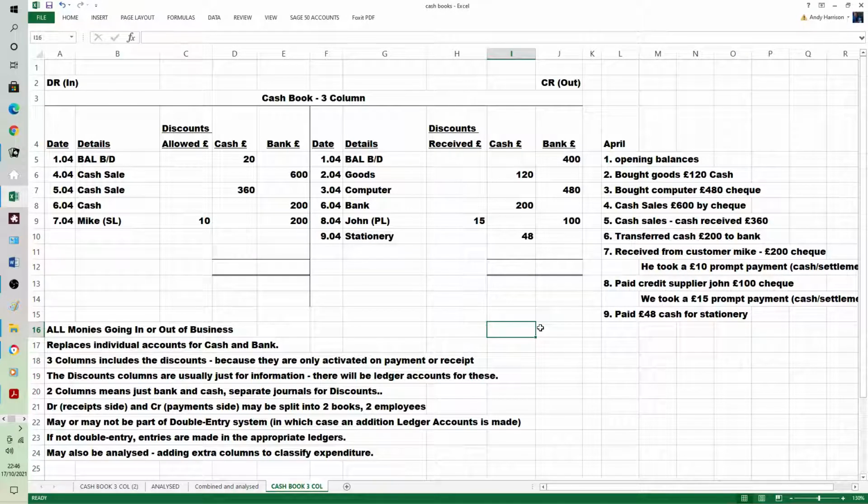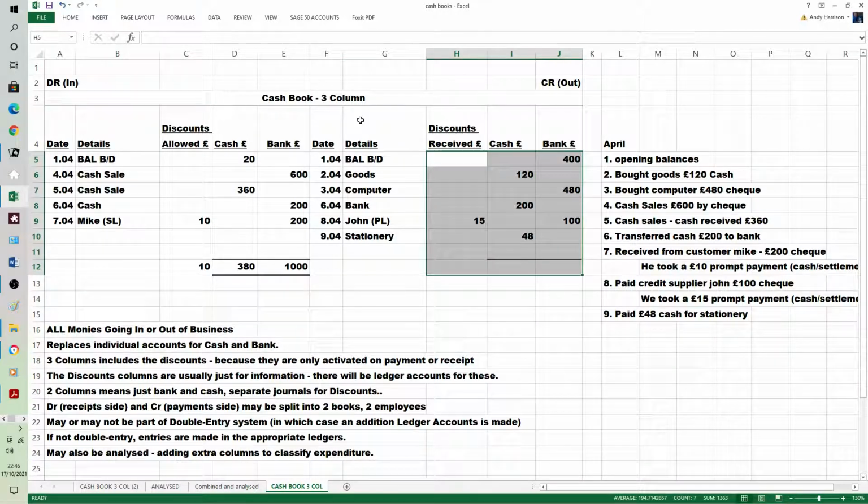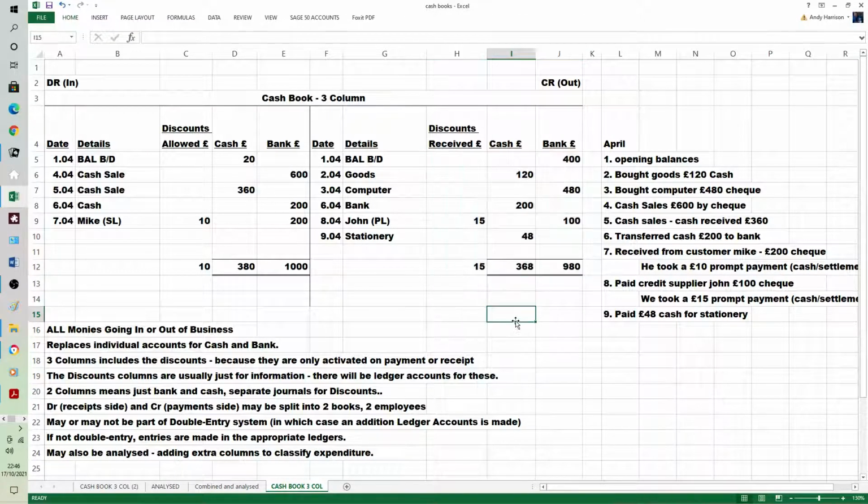So all it needs now is to total up. So that £10 will go into our discounts allowed and our customers account and the receivables. Cash and bank we'll just need to do the other entries for. Now, because it's not analysed, it doesn't really give us a nice list of what to do and where they're all going, so we'll see the analysed next. But first of all, we'd better balance this one off.